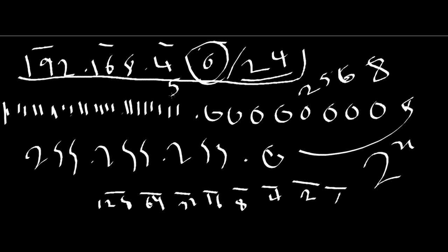So out of the 255 possible IP addresses we can get from this particular example, we can only make use of 253.